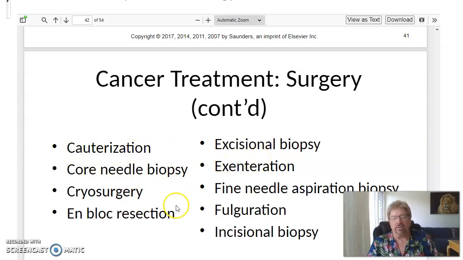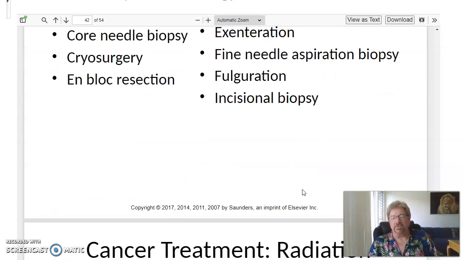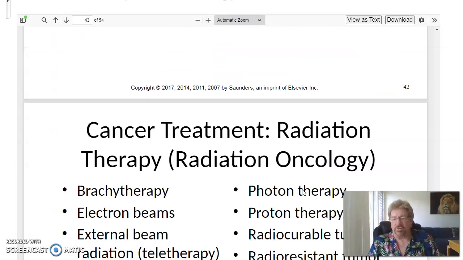Cauterization is burning. Or needle biopsy, you know what a biopsy is, taking a sample. Cryosurgery is using cold. Then there's incisional biopsy and fine needle aspirate, where they suck something out with a needle. It says surgery, and it is, but these are all biopsies. Now, do we know what a biopsy is? It's obtaining a sample to send to the pathology lab for them to identify what it is, because they don't know until the experts look at it. Okay?